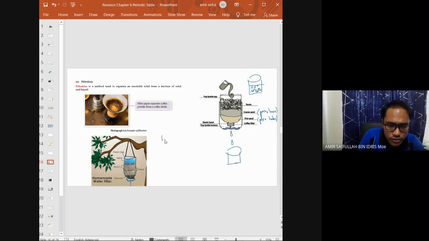Okay, now can you guys share with me in the comment? Can you comment what are the benefits of using the filtration method, and what are the kelemahan, the weaknesses of this method? What are the weaknesses and what are the advantages or the strengths of using this method? Okay, can you guys comment? Or you can tell me the answer if you want to.